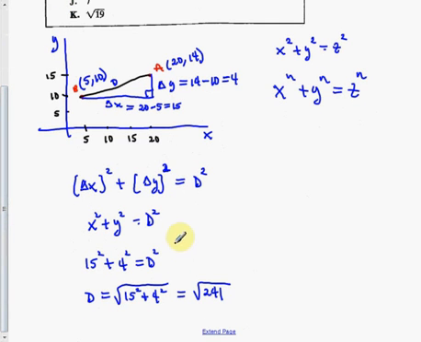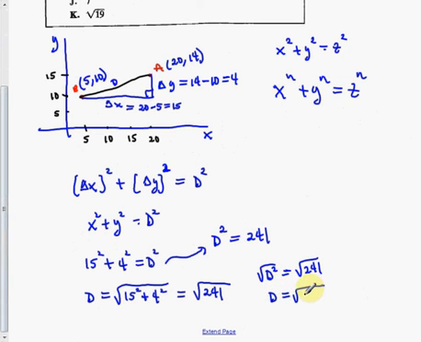So in other words, here you would have gotten d squared is equal to 241. Take the square root of both sides, right, to get D. The square root of D squared is equal to the square root of 241. The square root of D squared is equal to D, right? You get the square root of 241. Are you with me? Does that make sense?